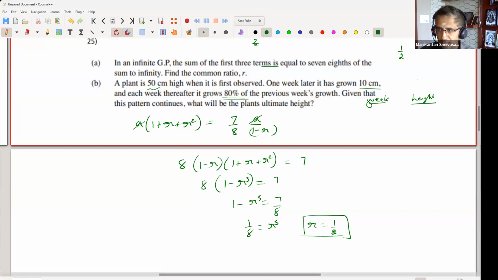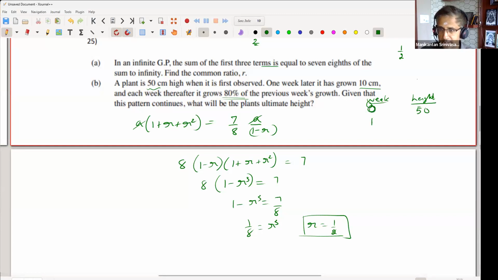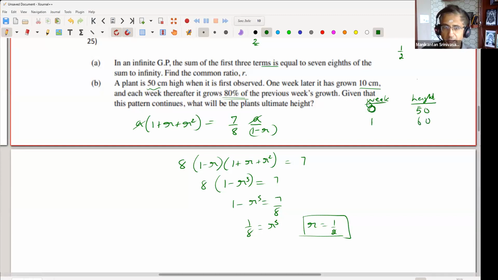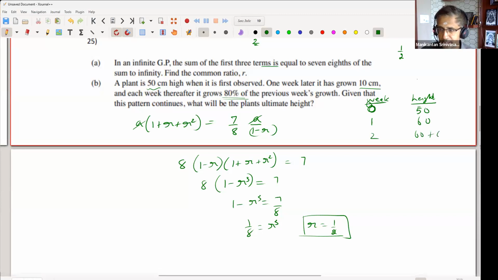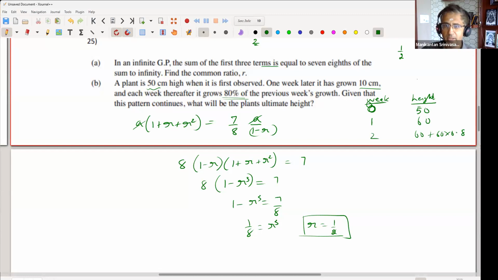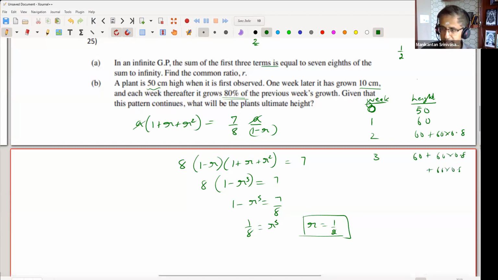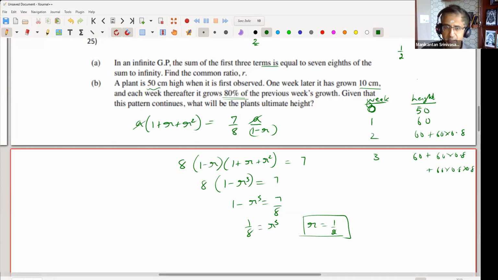So starting off at time 0, the height is 50. And then 1 week later, the height is 60. And thereafter, it grows 80% of the previous week's growth. So week 2, it will be 60 plus 60 times 0.8. The previous week's growth is 60 times 0.8. Therefore, in the third week, it will be a further 0.8 of that. Does this make sense, Thais?